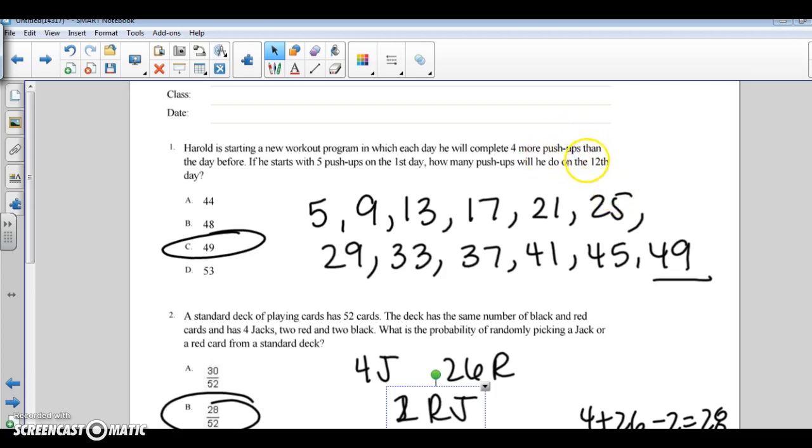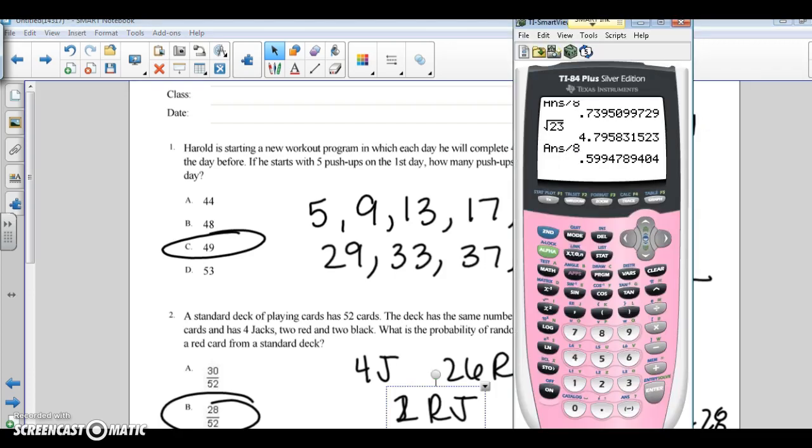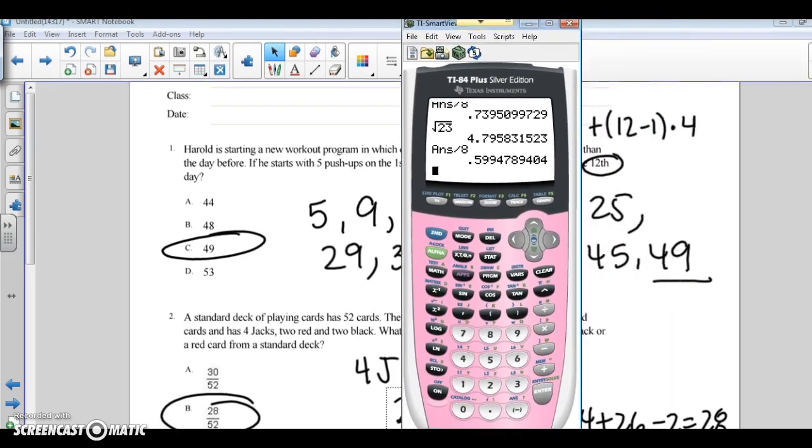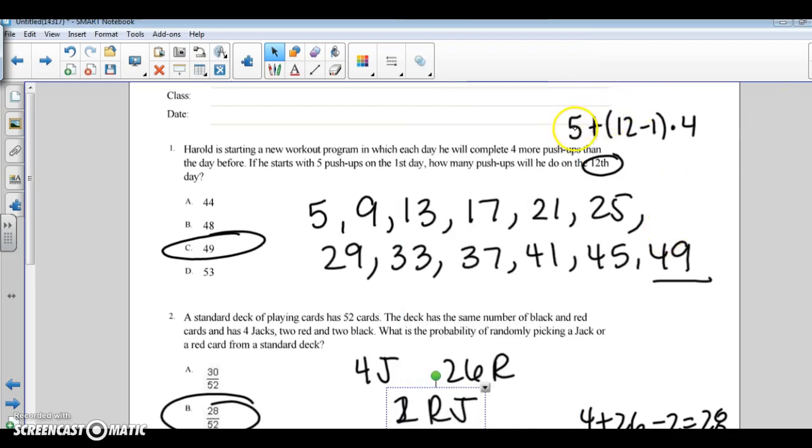4 more push-ups than the day before. He starts with 5. How many push-ups will he do on the 12th day? So one option is just to write them all out and find that he's going to do 49. You can also do 5 plus 12 minus 1 times 4, which will also give you the same answer. That's the formula that's on your formula sheet. So if you remember, it's first term plus n minus 1 times d.